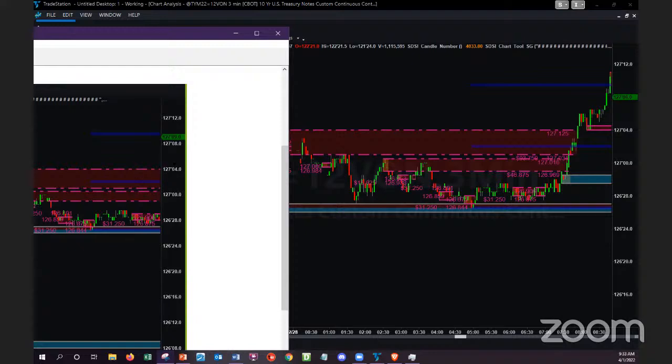Can you see my mouse? Yes, barely. You need to make your thing bigger. Yeah, it doesn't get any bigger on the screenshots.